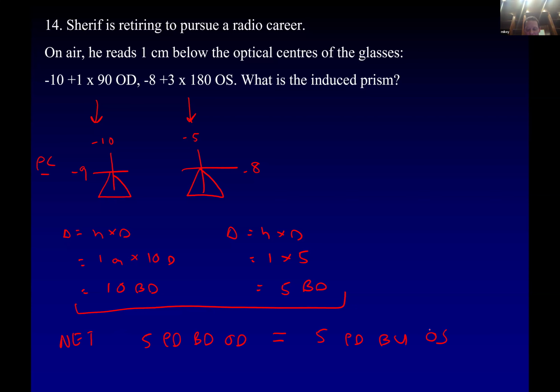So again, great exam question, because you have to go from sphero-cylindrical notation to power crosses, calculate the Prentice rule twice, figure out what the net prism is, and then understand that 5 diopters base down in the right is equivalent to 5 diopters base up in the left.